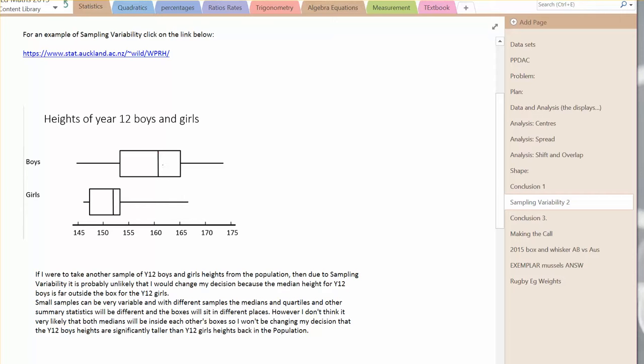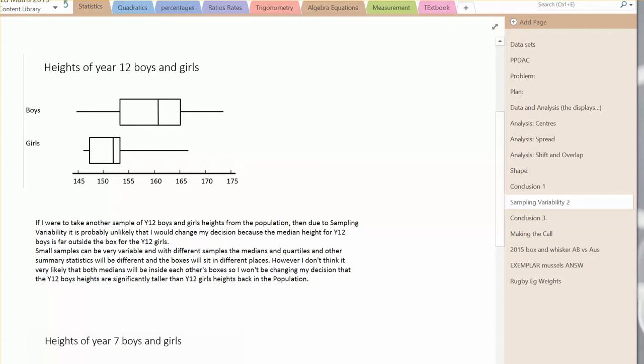So clearly with this example where the medians are well outside, this one in particular is well outside the box of the other, and I will have already claimed that the heights of Year 12 boys are taller than the heights of Year 12 girls back in the population in my first paragraph. The second paragraph here now talks about if I was to take another sample of Year 12 boys' heights and Year 12 girls' heights from the population, then due to sampling variability, it is unlikely that I would change my decision, because the median height for Year 12 boys is far outside the box of the Year 12 girls. You could pause and read this slower in your own time.